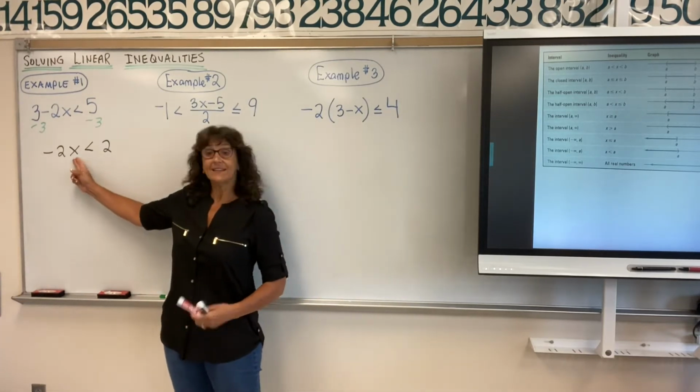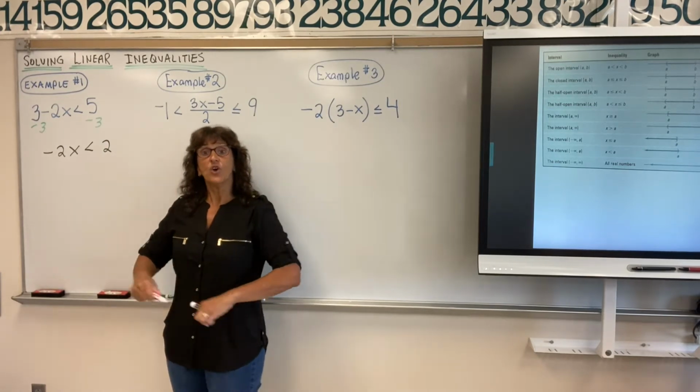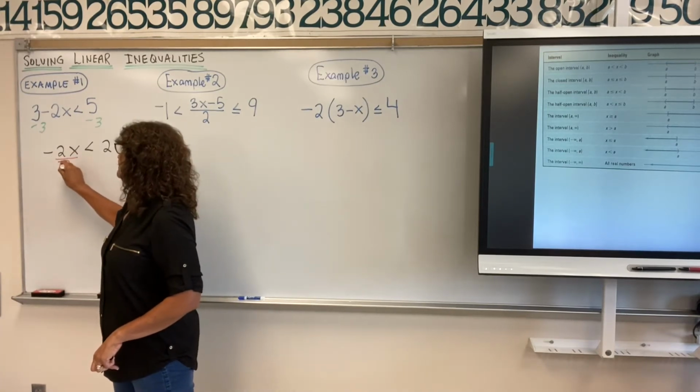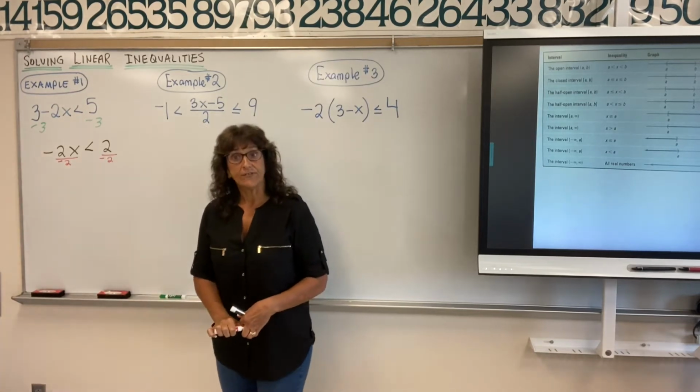Well, remember, we want to get the x by itself. We want to isolate the x. We don't want negative 2 times x, we just want x. So let's divide the left-hand side by negative 2, divide the right-hand side by negative 2. Divide both sides by negative 2.